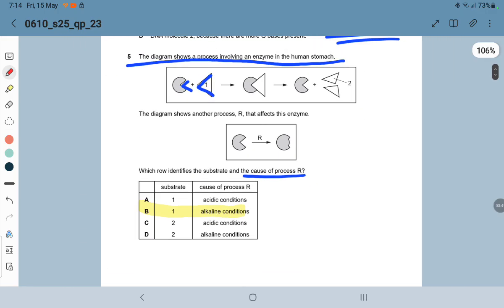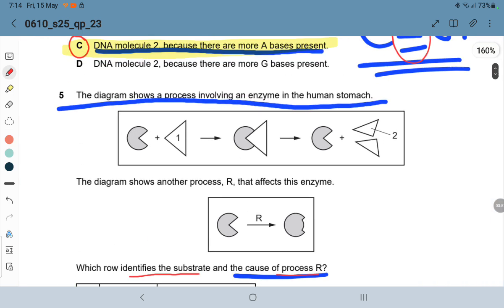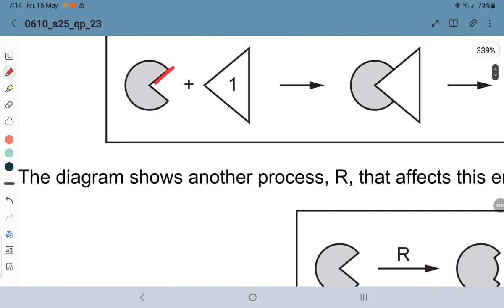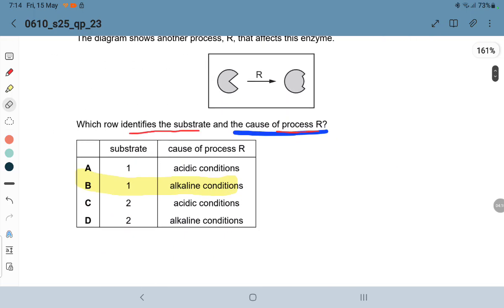It's telling you here which arrow identifies the substrate and the cause of the process. So basically we can understand that in here the substrate is really identical, like you can see that crocodile face is the same as that, so that can fit here easily and without any problems. Now coming on to the next question, whether it's caused by an alkaline or acidic condition.